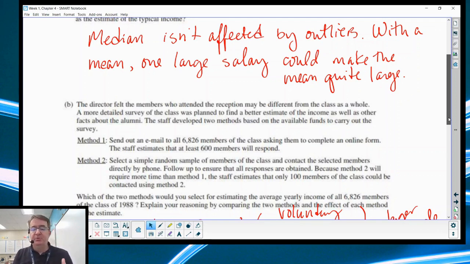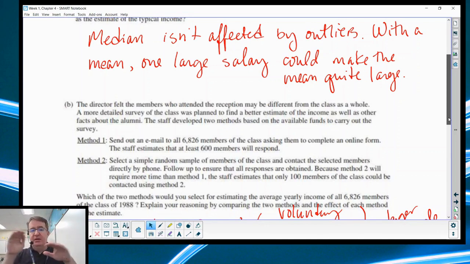Method two is a simple random sample of members of the class. They're going to call by phone. Since it takes more time, they're only going to try to get to 100 people that way. Okay, so which of the two methods would you select for estimating the yearly average of the class of 1988? Explain your reasoning.